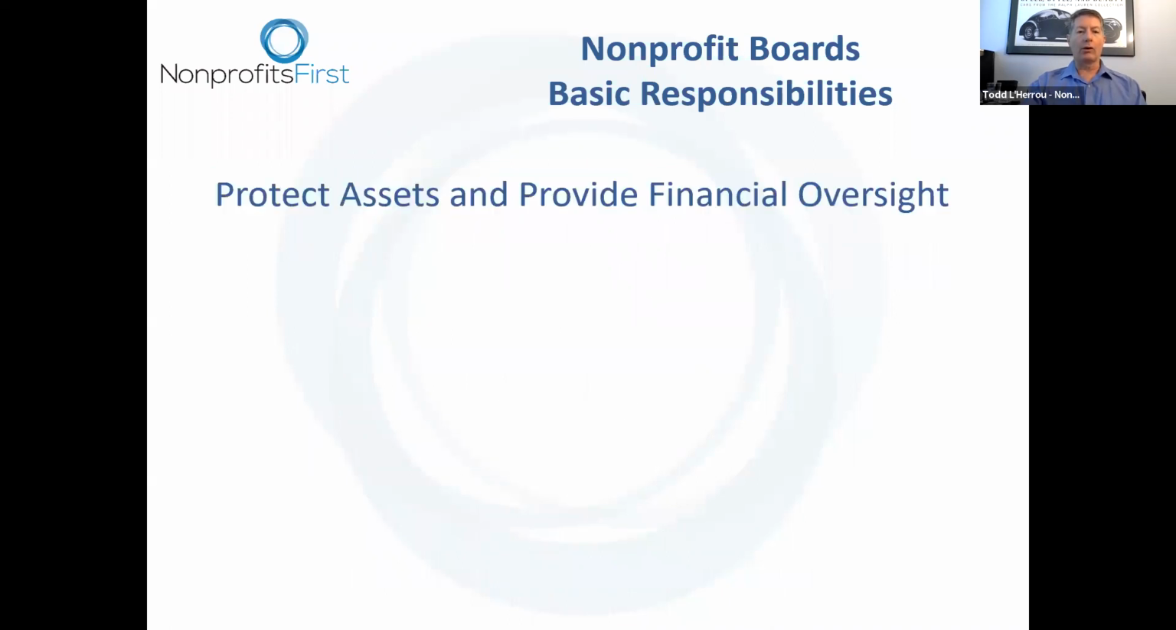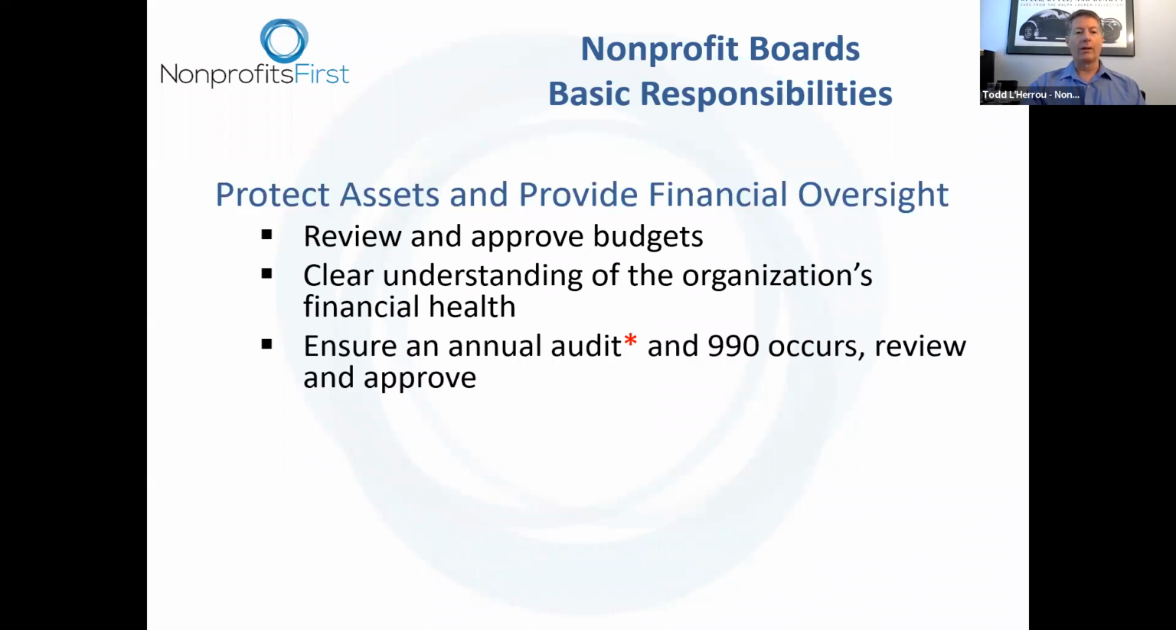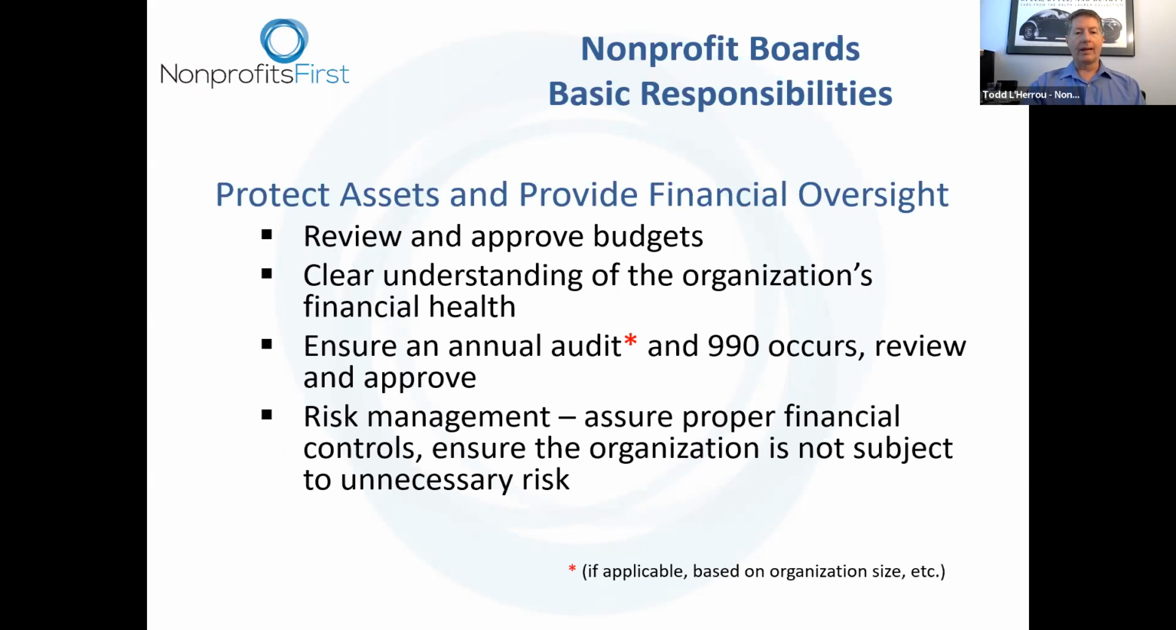So the other key roles are the protection of assets and providing financial oversight. Oversight looks like reviewing and approving budgets, a clear understanding of the organization's financial health, ensuring an annual audit is completed if relevant, and making sure that the 990 occurs, which has to happen for every nonprofit organization, although the exact version of the 990 may differ. And their job is to review and approve that as well. And then risk management: ensure that proper financial controls are in place and ensure that the organization is not subject to any unnecessary risk.